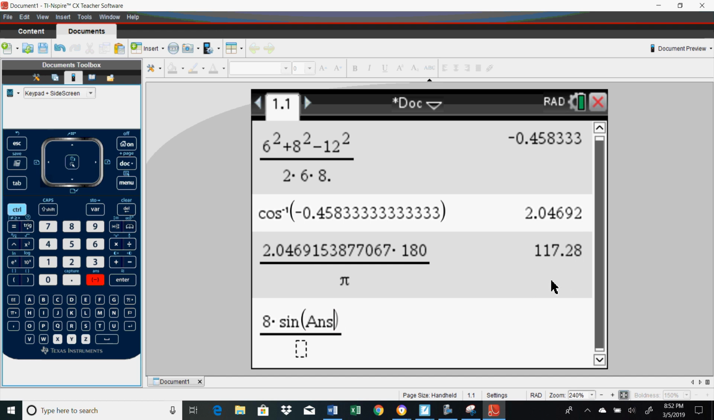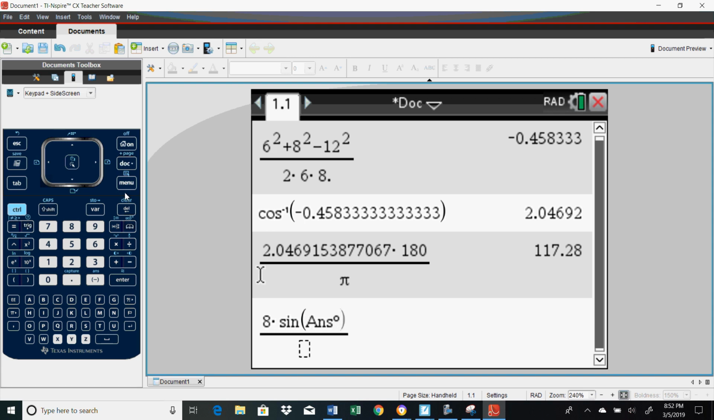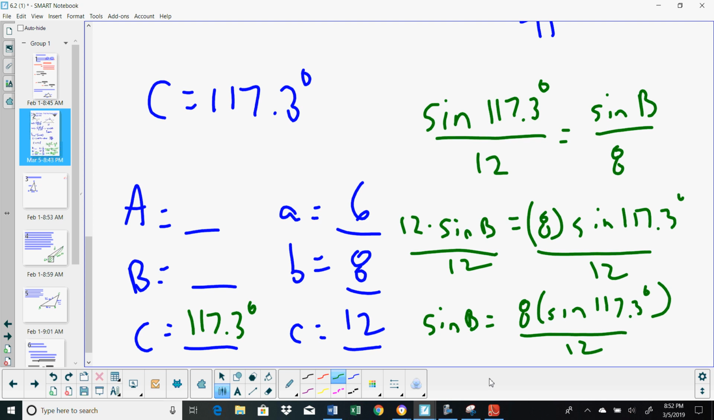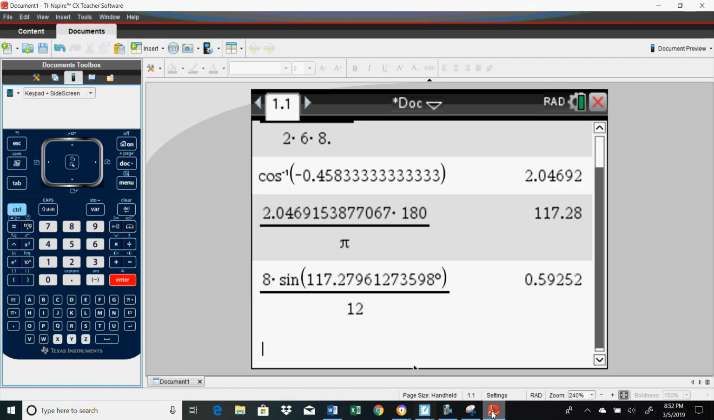So it's going to give me sine of 117.28. But you know what? I wonder if it'll let me just change this because I do want that to be in degrees. And then over, what were we dividing by? We were dividing by 12. All right. So if I put that in there, let's see if that's working. That is giving me an answer of 0.59.